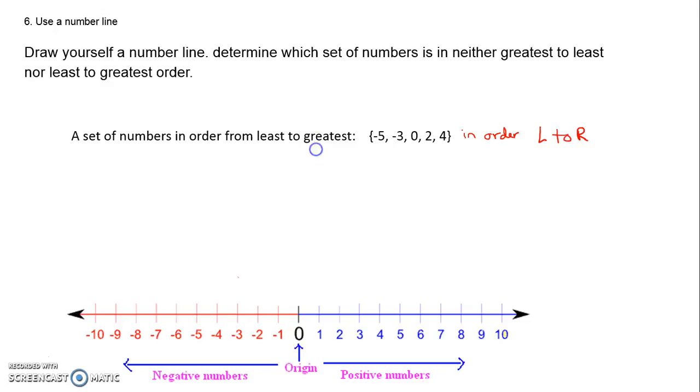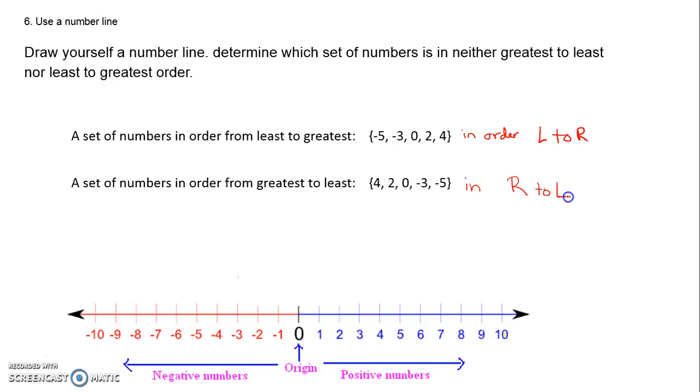I'm going to take a look at the same set of numbers, and now I want to go from greatest to least. So again, now if I'm starting way over here on the right and I go from 4 to 2 to 0 to -3 to -5, then I know I'm going in order on my number line from right to left. So I'm going from greatest to least.